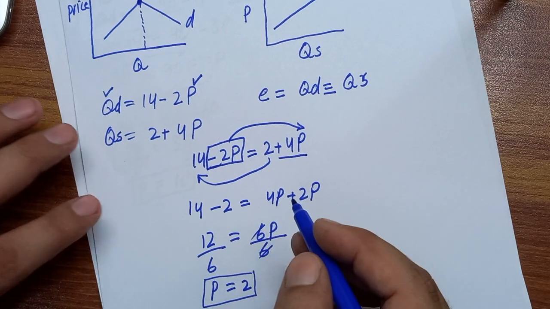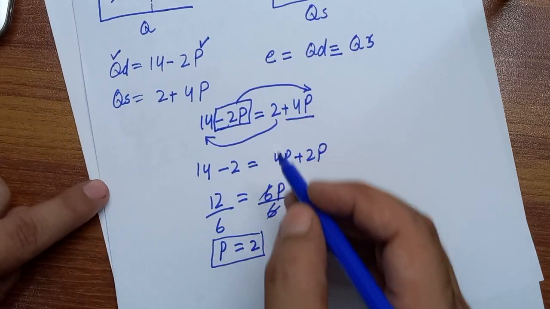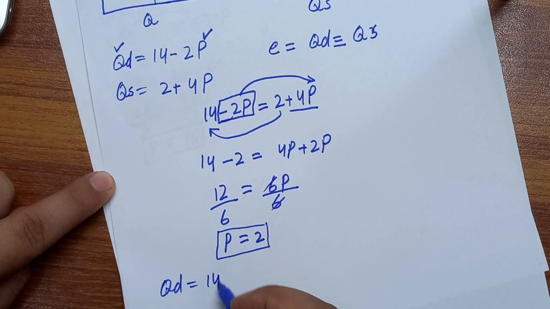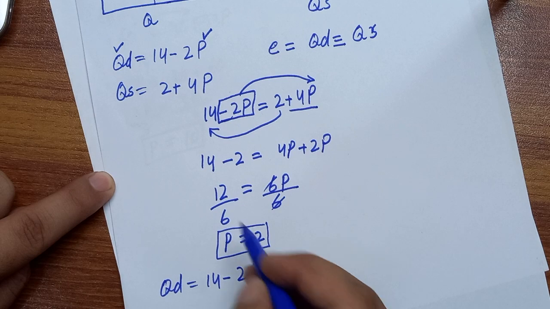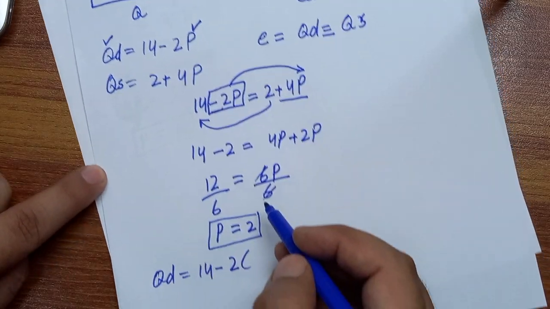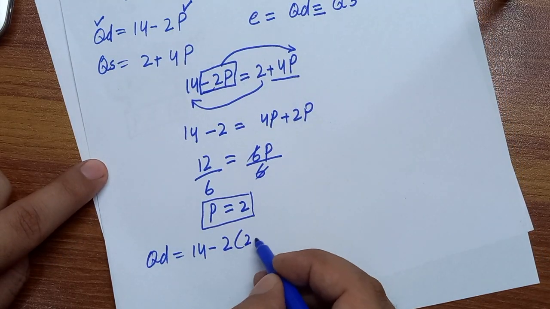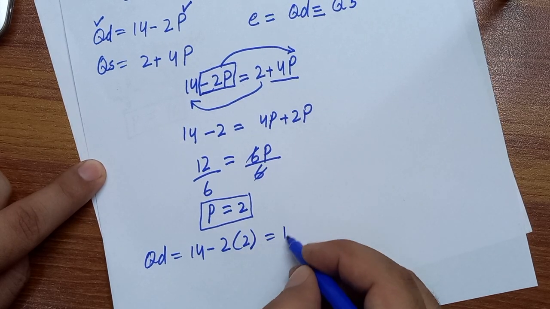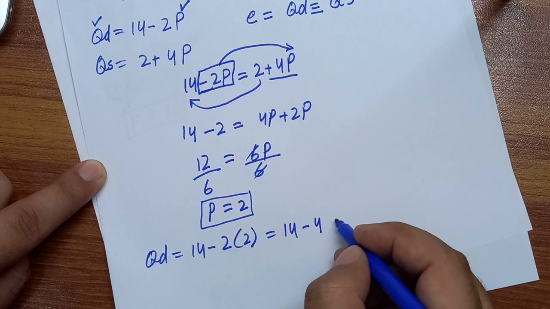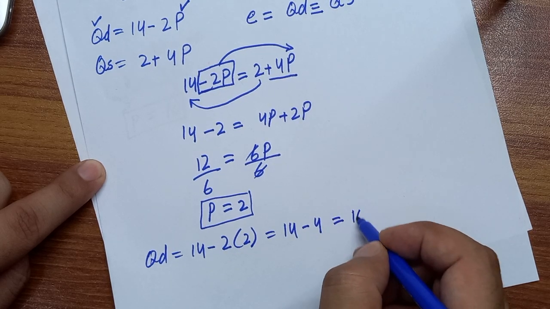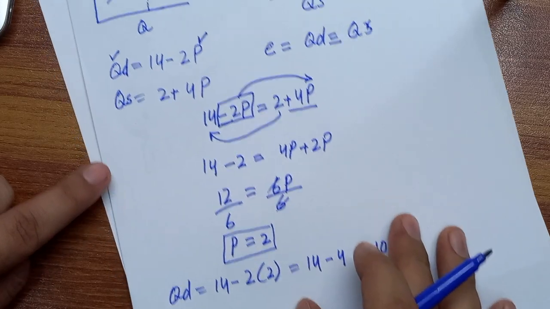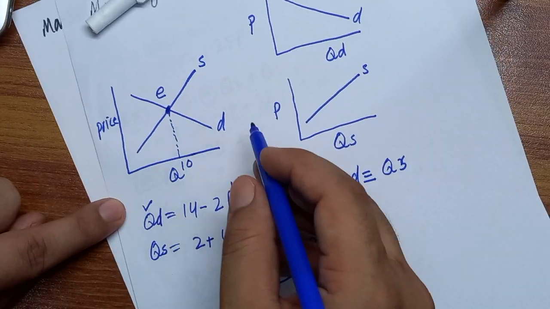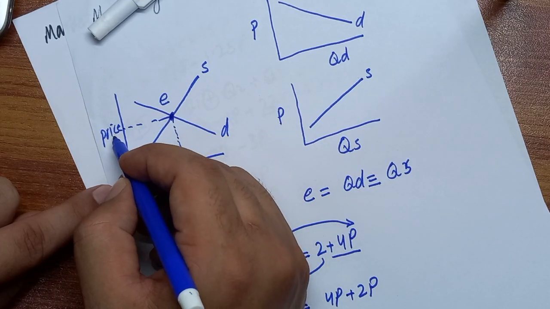So let's put the value of P in the equation. QD is equal to 14 minus 2. Instead of P, I will put the value of P, which is 2. So we will get 14 minus 4, which is equal to 10. Quantity of demand is equal to 10. So I can write 10 here when the price is 2.